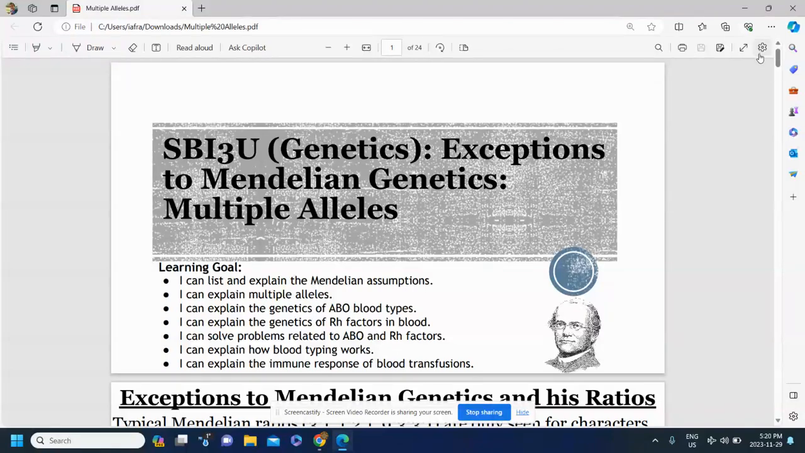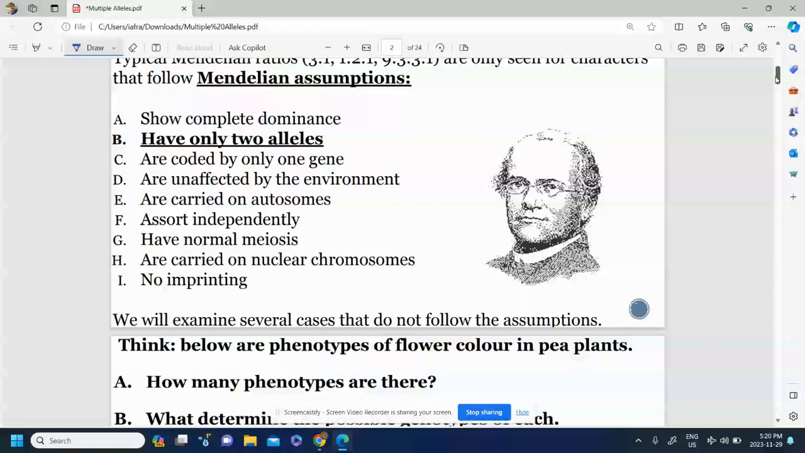In this video series, we're going to explore some more exceptions to Mendelian genetics. We're going to focus on the concept of multiple alleles. This will be a series of videos, 2 or 3 parts, where we're going to go over some concepts and do some practice problems together.